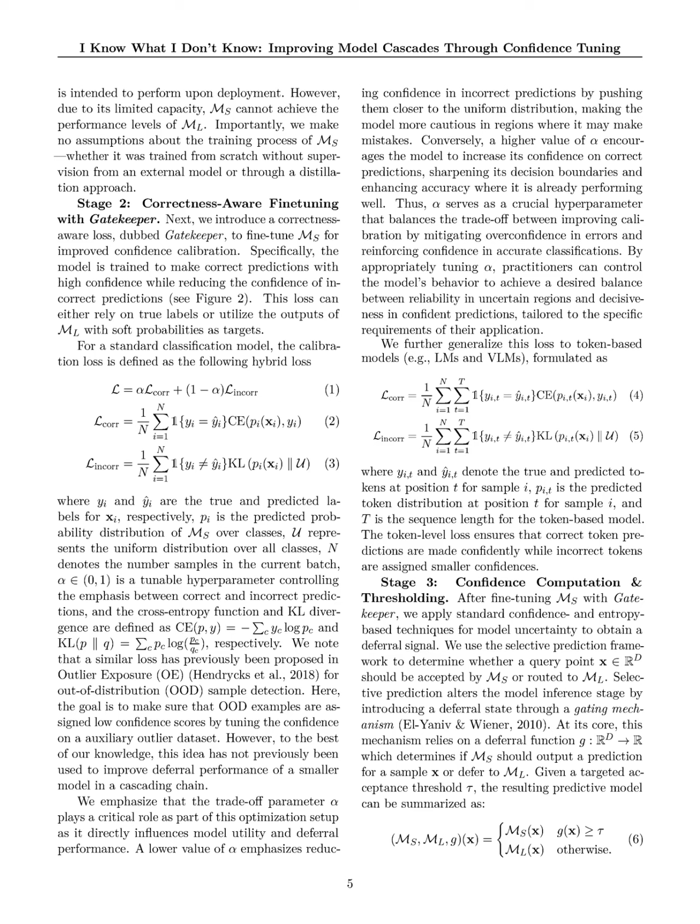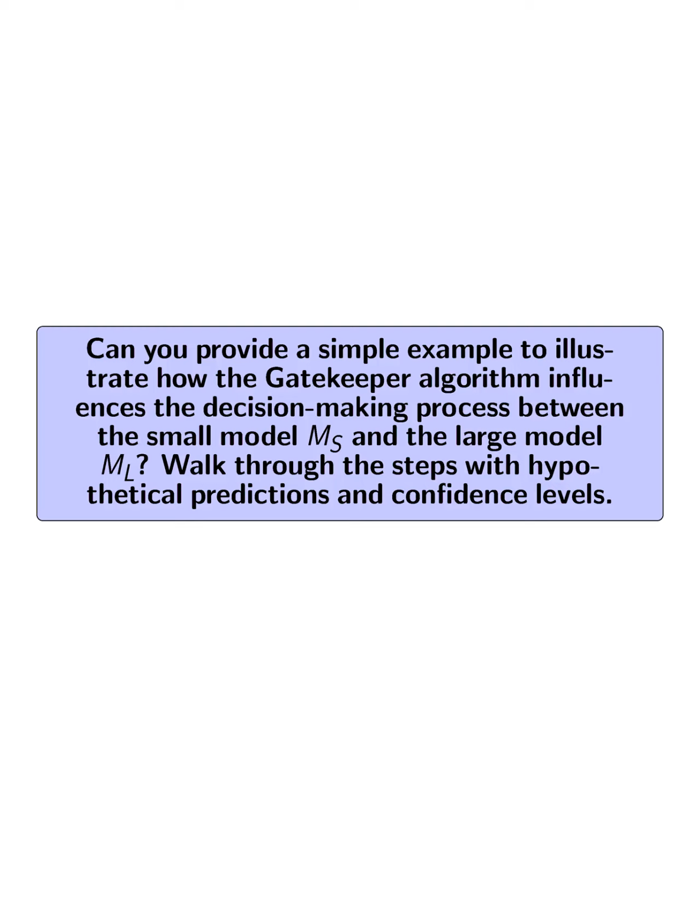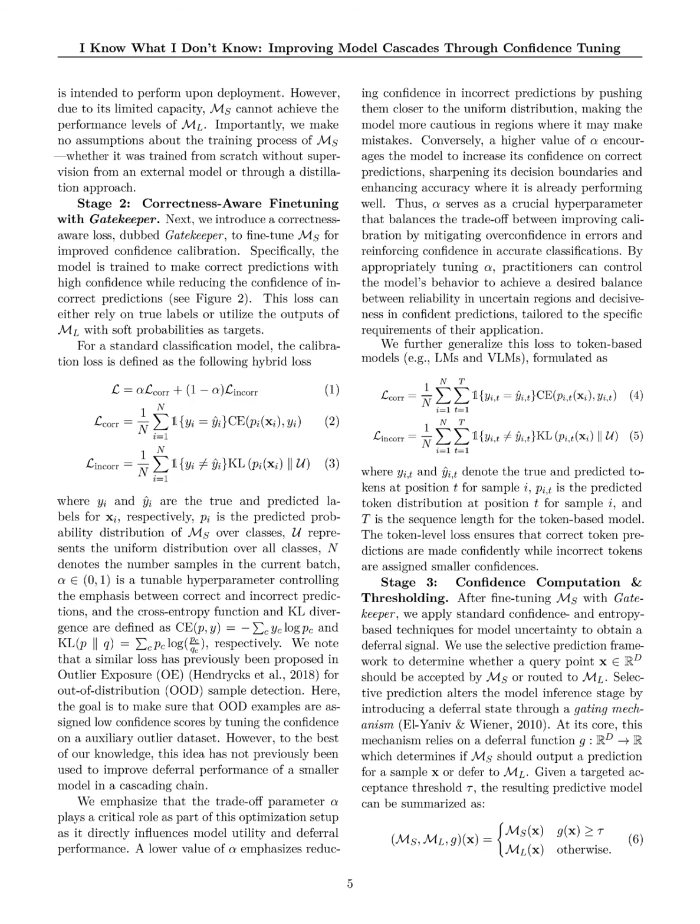Can you provide a simple example to illustrate how the Gatekeeper algorithm influences the decision-making process between the small model m_s and the large model m_l? Walk through the steps with hypothetical predictions and confidence levels. The Gatekeeper algorithm influences the decision-making process between the small model, m_s, and the large model, m_l, by calibrating the confidence levels of m_s predictions.